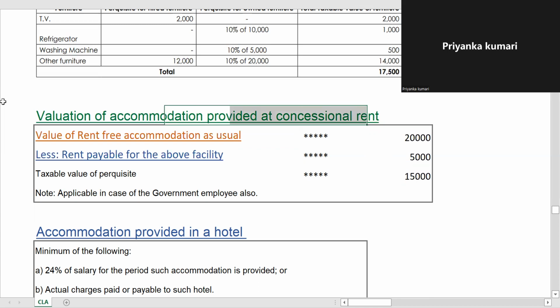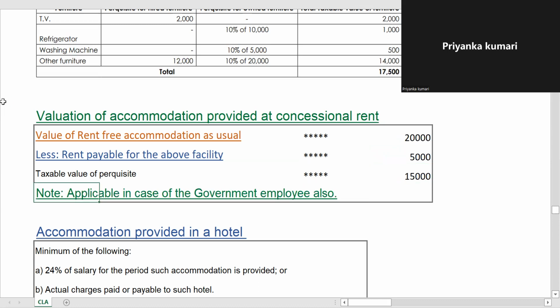So if concessional rent means nothing, all same thing will be there. Problem will be same as above. So find the value of your unfurnished and find the value of your furniture, add it, and you will get this 20,000. Okay. That's what is the value of rent-free accommodation. Then they will just give you that employee is paying this much value. Just deduct it from it. And you will get taxable value of perquisite. This also is applicable for government employees as well. Okay. The furnishing part, whatever we have calculated in furnishing and concessional rent, it's applicable to everyone, to government also.